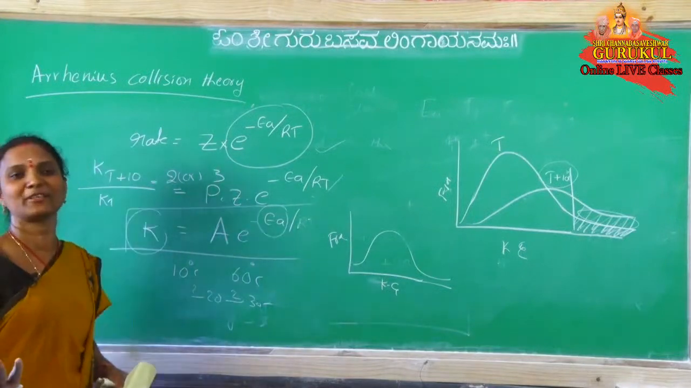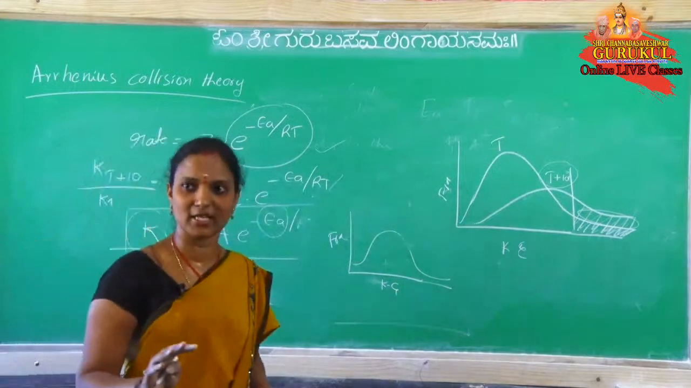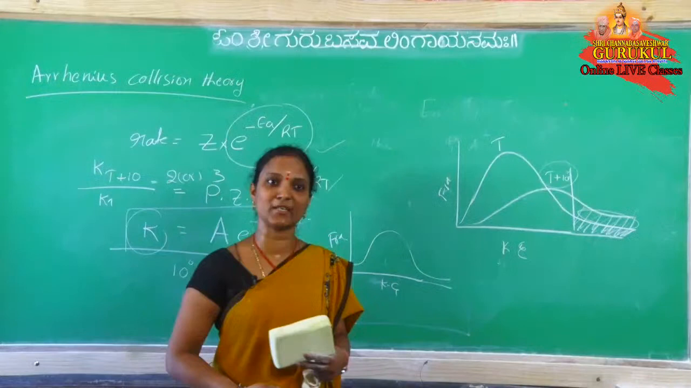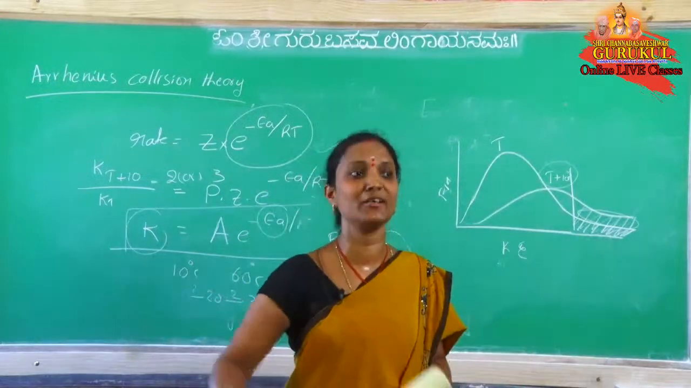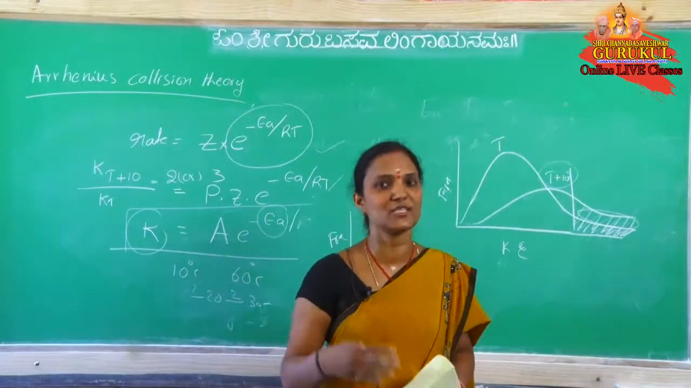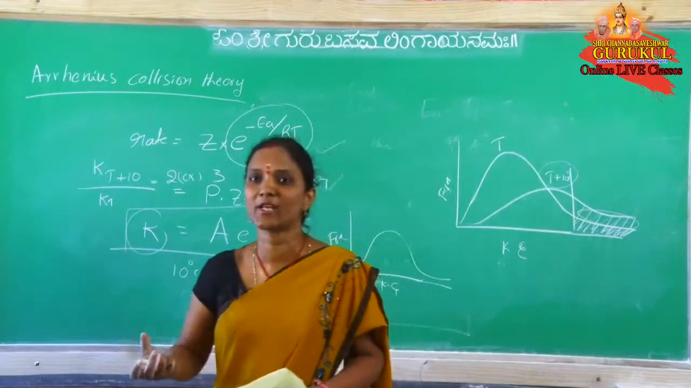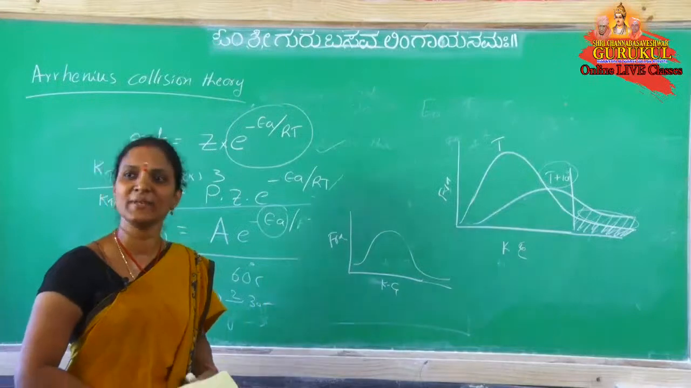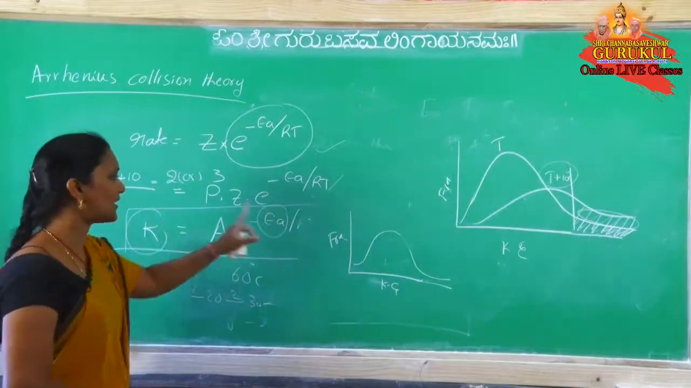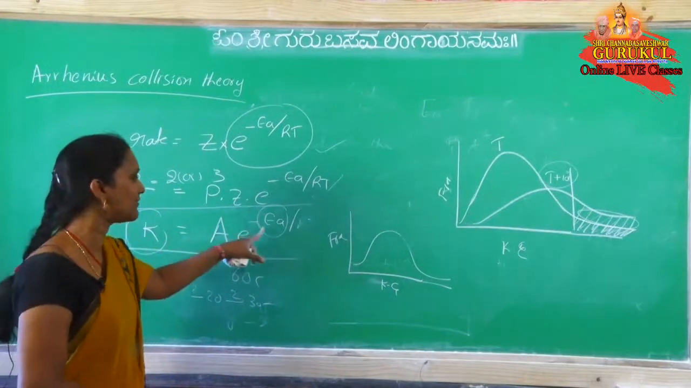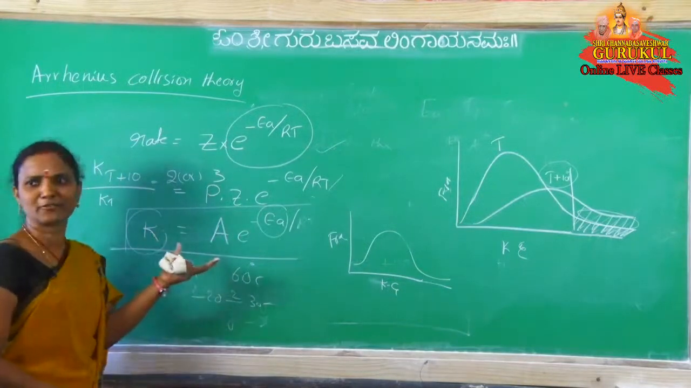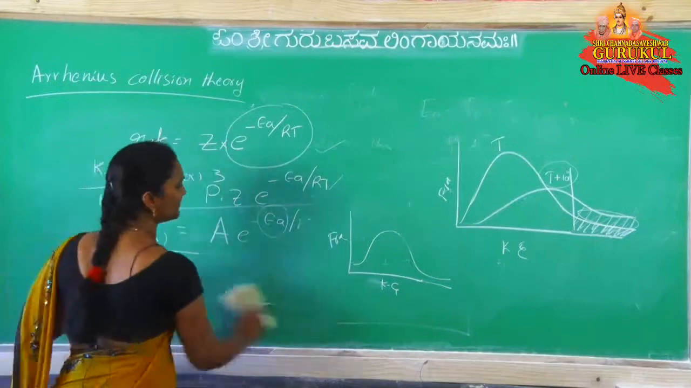Anyhow, what is the effect of temperature? As the temperature increases, kinetic energy of molecules increases. Most of the molecules can cross that activation energy barrier and change to products, and the rate of reaction increases. So as the temperature increases, the rate of reaction increases. So K is directly proportional to temperature and inversely proportional to activation energy. Now this is in exponential form. Convert into logarithm.